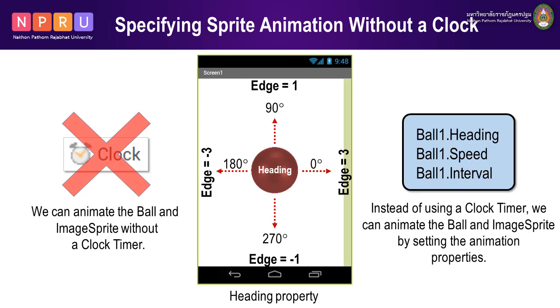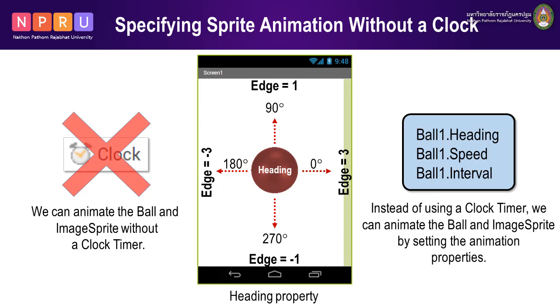If we set the heading to 0, the ball will move left to right. If we set it to 90, it will move bottom to top. If we set it to 180, it will move right to left. If we set it to 270, it will move top to bottom. And if we set it to 315, the ball will move from upper left to lower right.